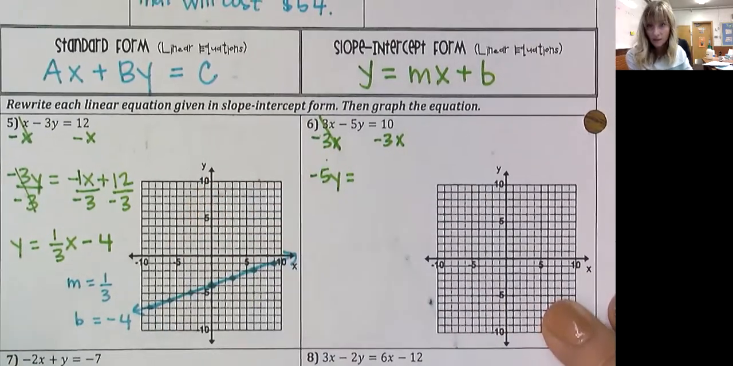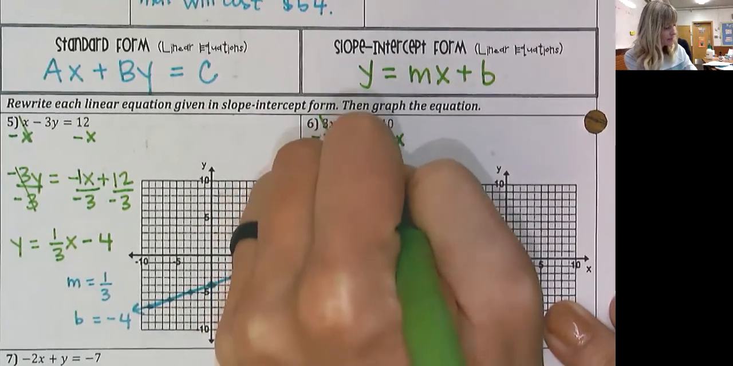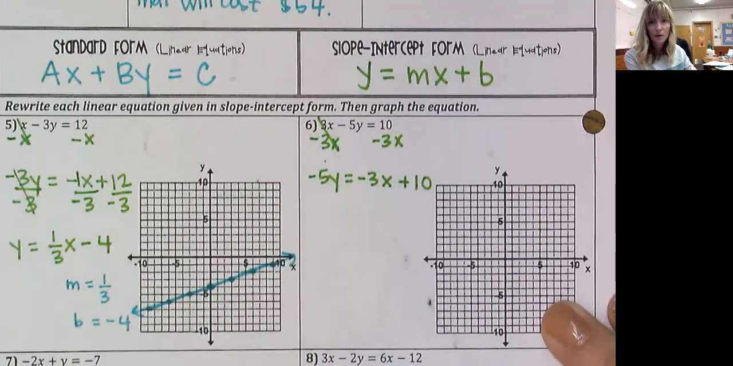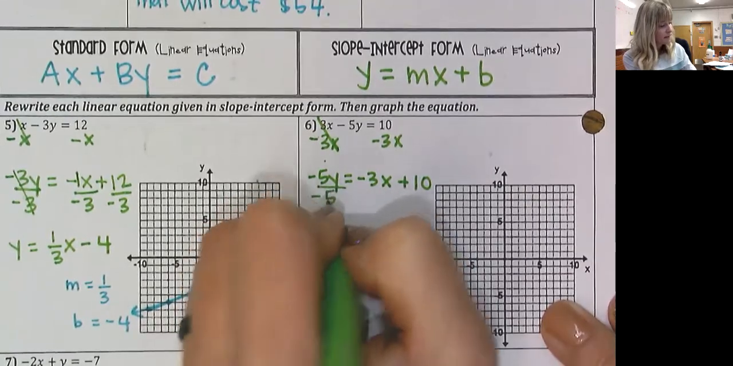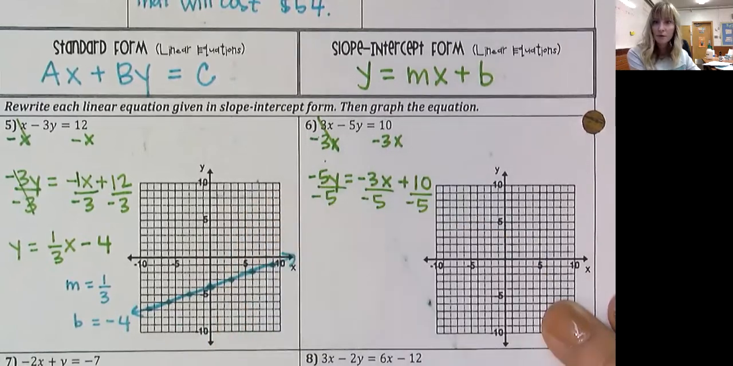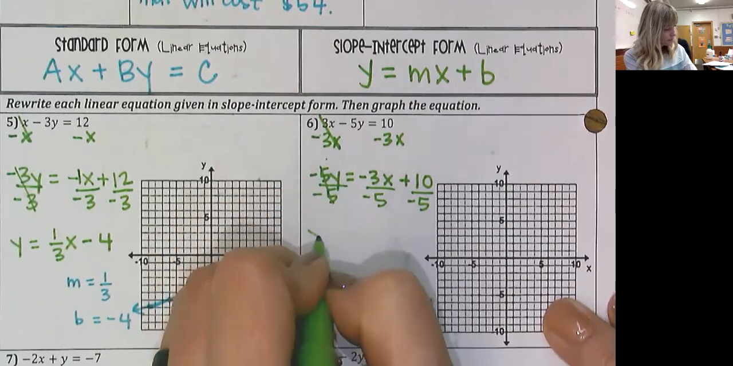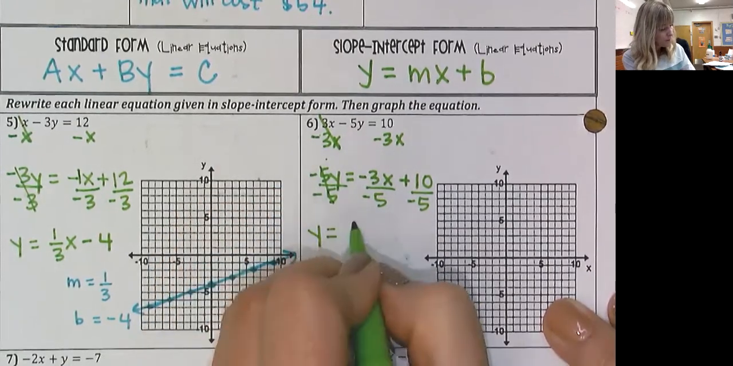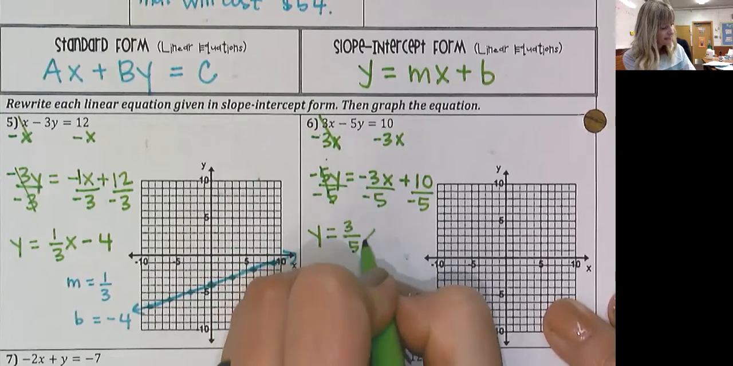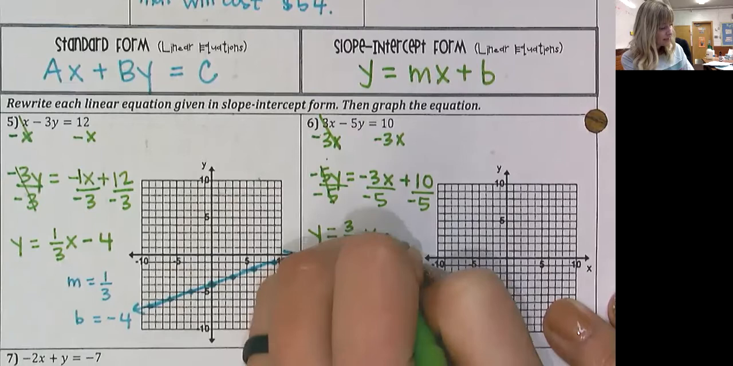I'm going to put the x term first. Keep all the signs with it. The 3x is negative. The 10 is positive. That's what matters. Keep the signs with it. Now I'm dividing everything. Every single term. Divide all 3 of those terms by negative 5. That turns to 1. This is now positive 3/5 x. 10 over negative 5 is negative 2.